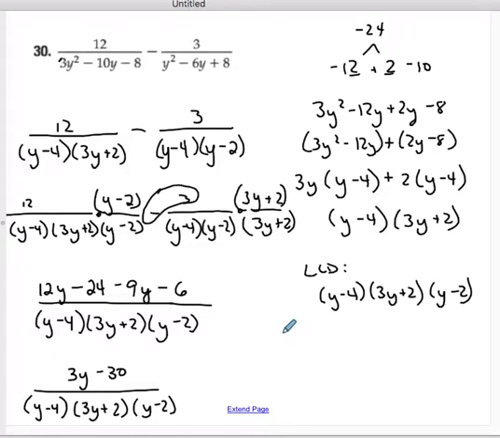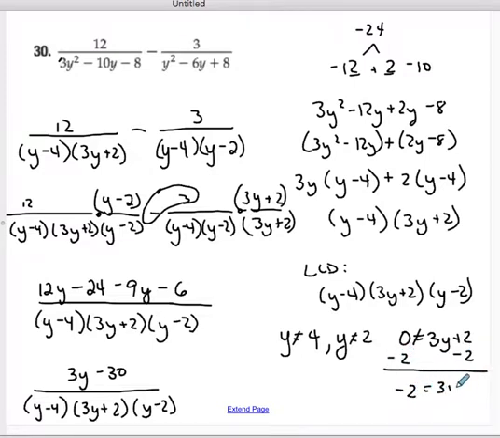Remember to exclude our values, so y cannot equal 4, y cannot equal 2, and here this one might be a little trickier, so maybe we'll solve for this. 0 can't equal 3y plus 2, so solving here, y can't equal negative 2/3. Okay, so those are our excluded values.